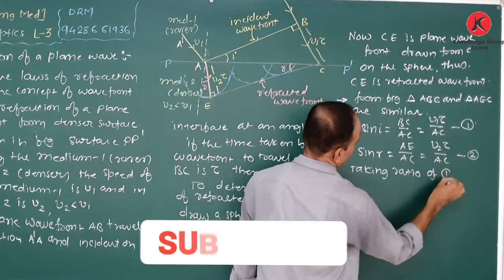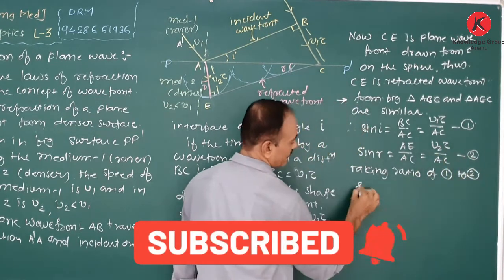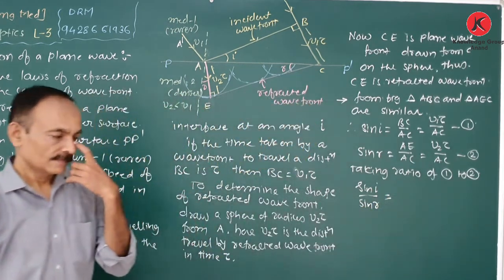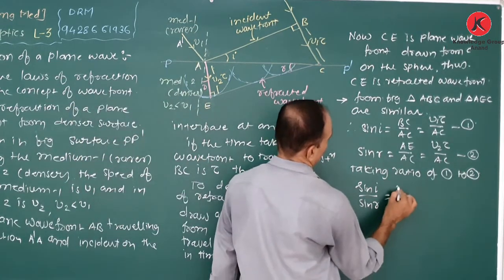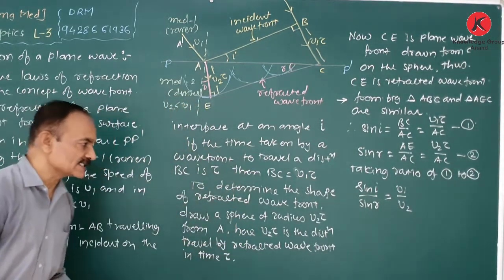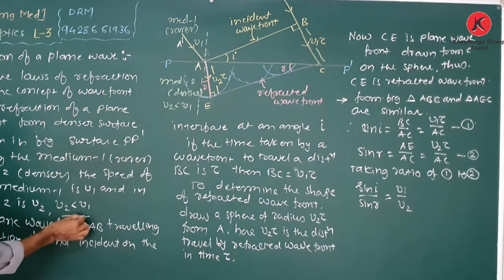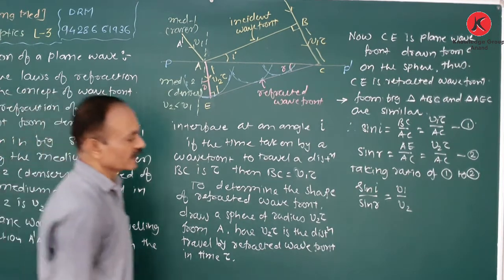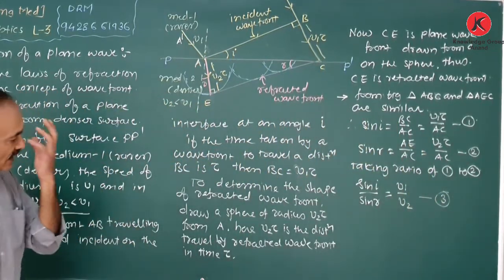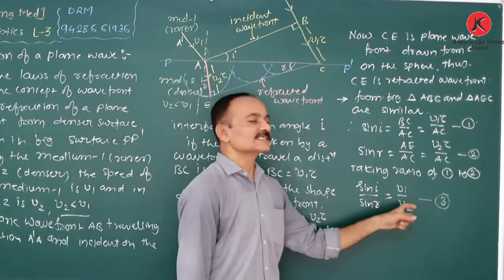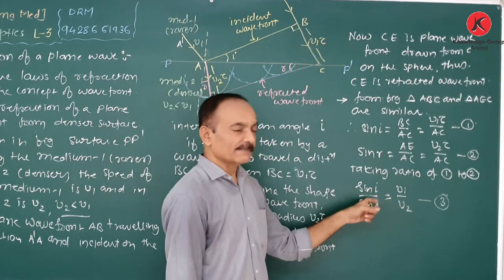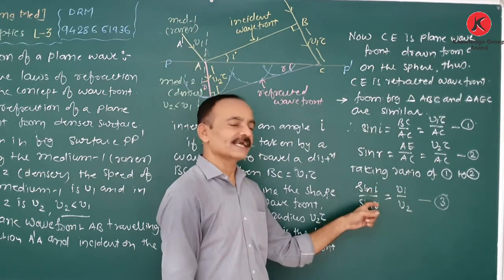Taking the ratio of equation 1 to 2, therefore sin I upon sin R is equal to V1 upon V2. Now listen, here initially we make the condition that V2 is less than V1. That is our equation number 3. V2 is less than V1, that means this ratio is greater than 1. Therefore, sin I is greater than sin R. It means the angle of incidence is more than the angle of refraction.